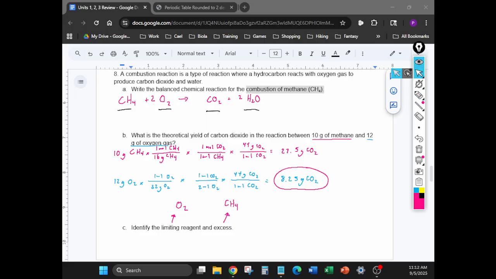Okay, so that's parts A, B, and C. Any questions on that? Easy peasy?